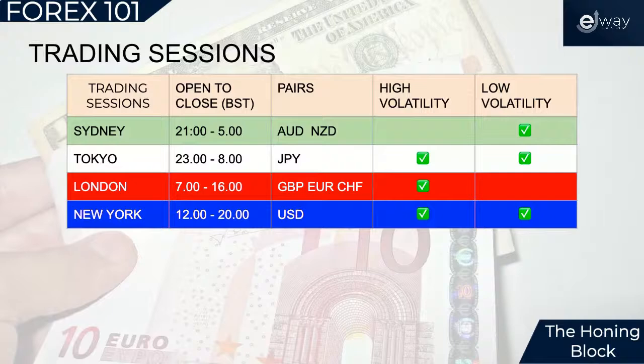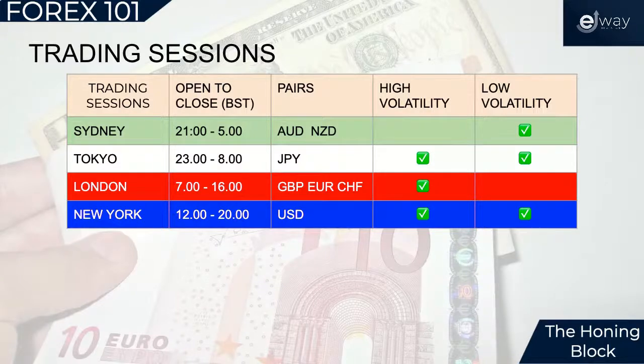So when it hits 7 a.m., you will see quite large spikes in the foreign exchange charts regarding the pairs that you're looking at. So you'll see large injections of liquidity into the market during the London and New York sessions, and there is not so much during the Sydney and Tokyo sessions.